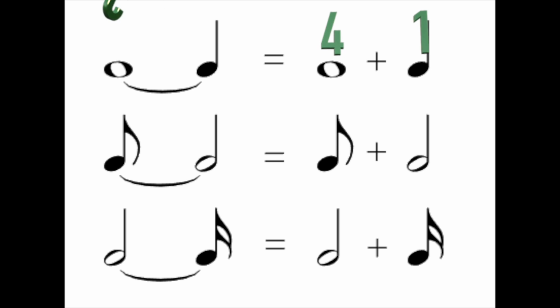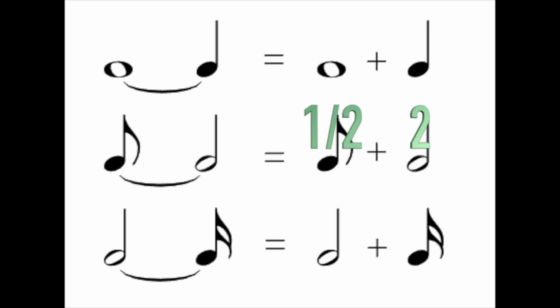In the second example, you have an eighth note tied to a half note. An eighth note gets a half a beat, a half note gets 2 beats, so this is a sustain for 2.5 beats.